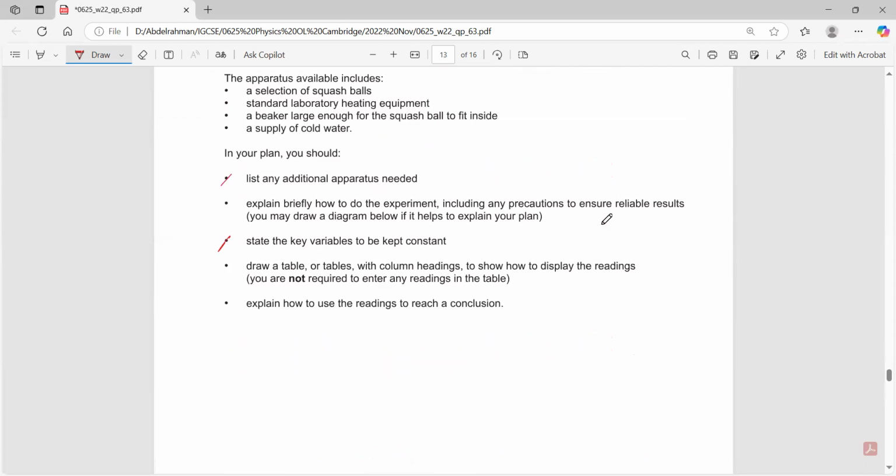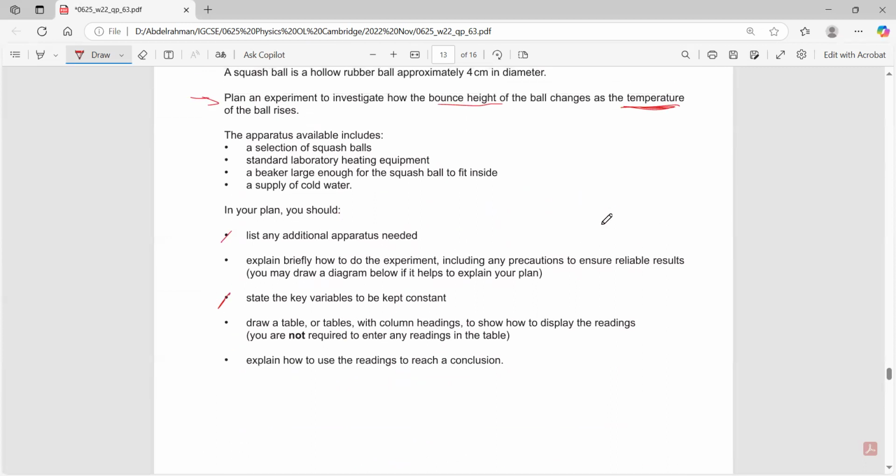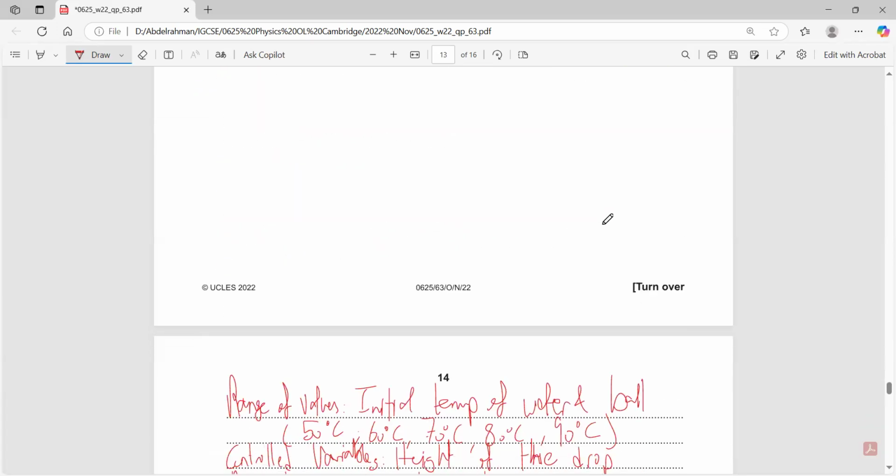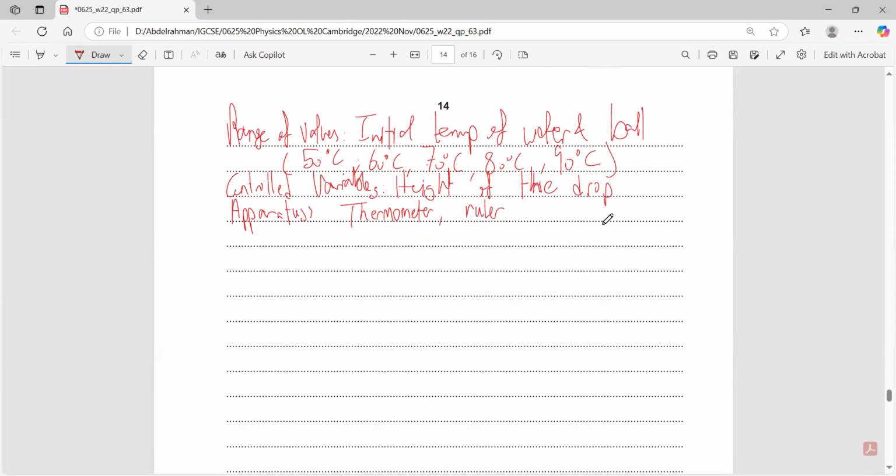Okay. Can I state briefly? Can I write down the steps? And then, can I write down the water bath? We don't need the water bath, no. Can I write down the steps? What are the steps for each temperature?